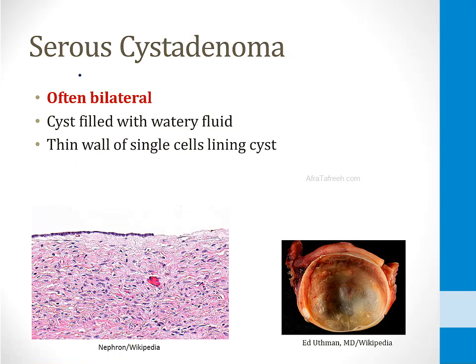Let's start by talking about the serous subtype. The benign version of the serous subtype is called a serous cyst adenoma. The malignant version is called a serous cyst adenocarcinoma.